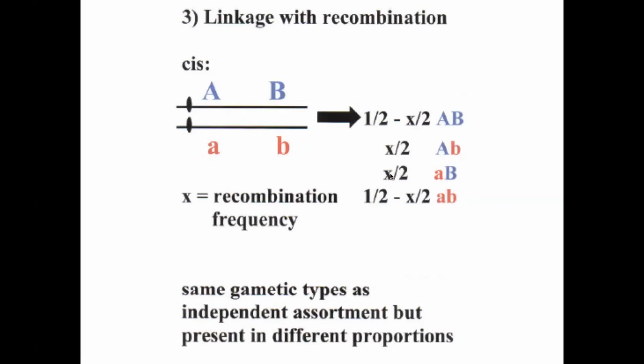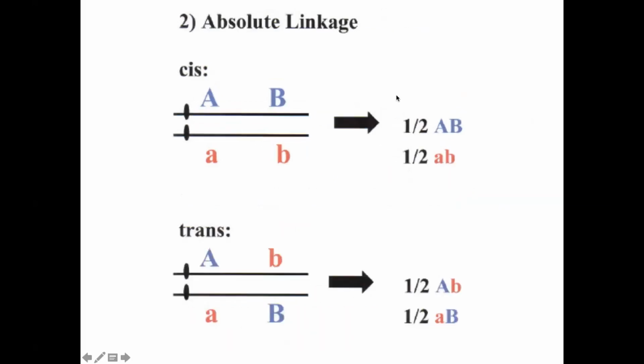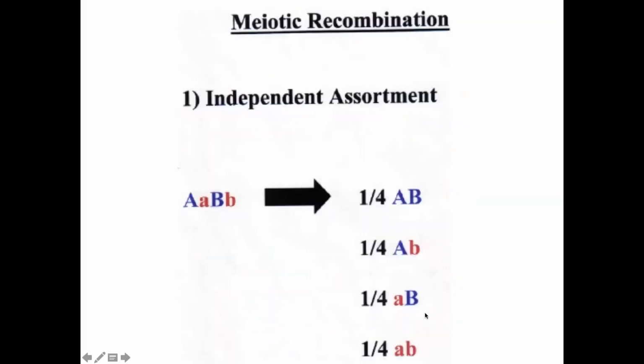So again, the bottom line is that this gametic pool here, linkage with recombination, is different from this gametic pool, different from this gametic pool, and different from this gametic pool. So again, the progeny of a cross where one of the parents has linked genes but they're recombining will segregate differently than these other three cases.